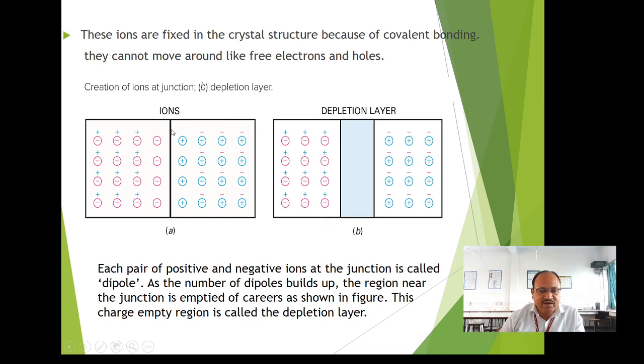Only immobile fixed ions. Since these ions are bonded to the nucleus because of covalent bonding, these ions are fixed. They cannot move. They are immobile ions. So such a region where there are only immobile ions and no charges is called the depletion region. This depletion region is shown in this figure B.